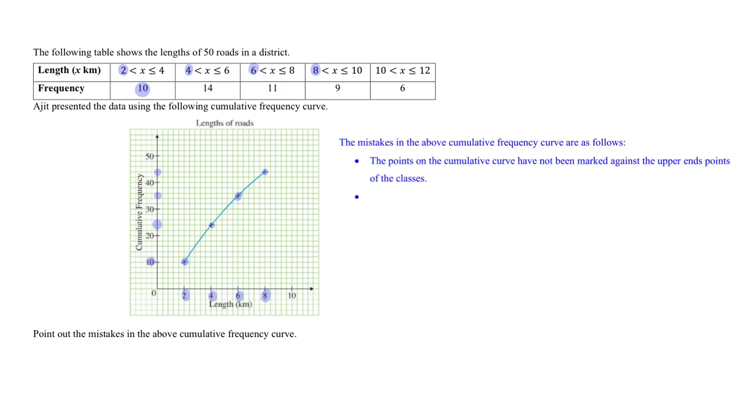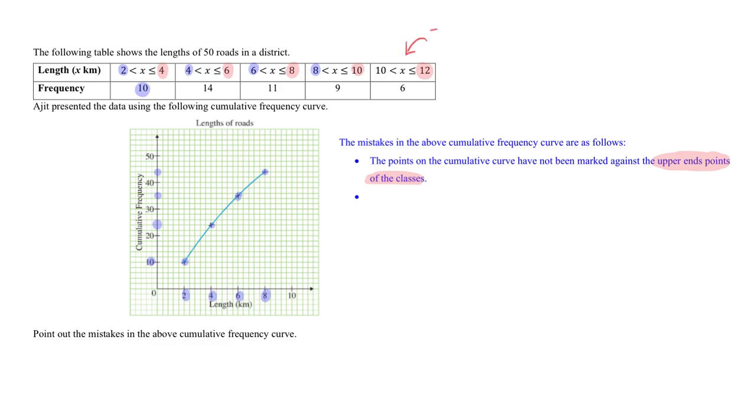No, because he did not consider the upper endpoints of the classes, meaning he did not consider the 4, 6, 8, 10 and 12 actually. So instead he should have actually constructed the cumulative frequency table, because this table only shows the frequency table.